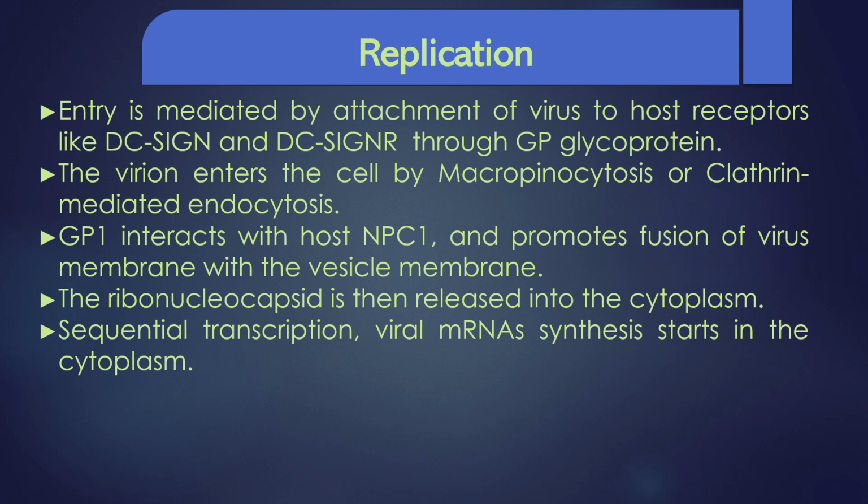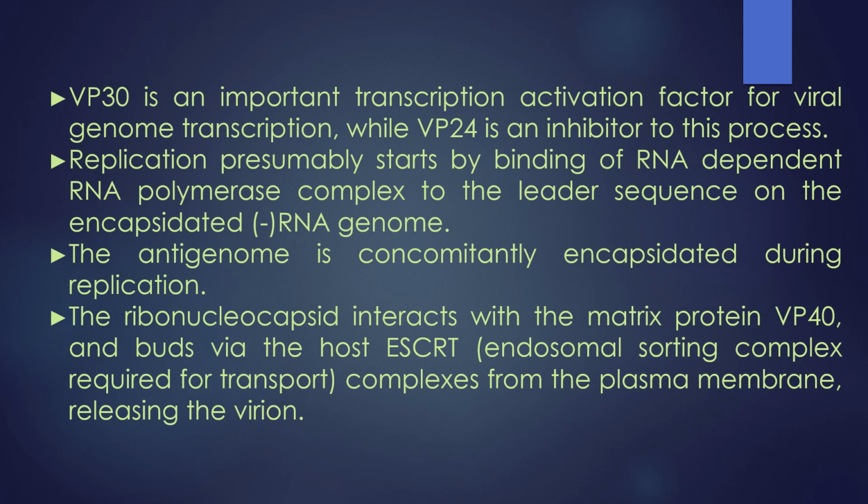Then the sequential transcription takes place inside the cytoplasm, that is the viral mRNA synthesis starts in the cytoplasm. Viral protein 30 is an important transcription activation factor for viral genome transcription, while viral protein 24 is an inhibitor to this process. The replication starts by binding of RNA-dependent RNA polymerase enzyme to the leader sequence on the encapsulated negative sense RNA genome, that is the original genome. The antigenome, that is the complementary positive sense RNA genome, is synthesized during the replication and is used as the template for the further replication process.